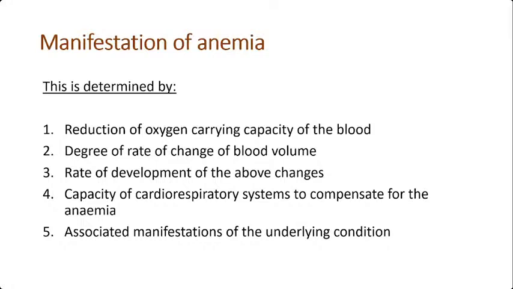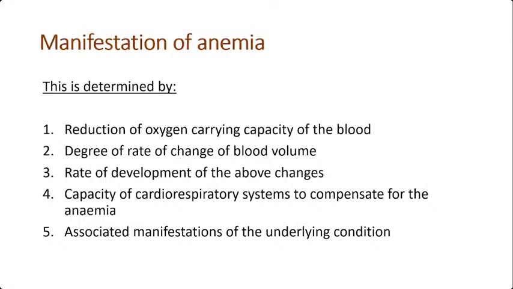And then the associated manifestations of the underlying condition. Remember, we said anemia is not a diagnosis. So the anemia the patient is presenting with might be due to kidney disease. And therefore, besides the features of a general anemia that we will see, there will also be features due to the kidney disease. So if they're having low urinary output, that might be another feature that we'll be able to pick up in our history and our investigations.